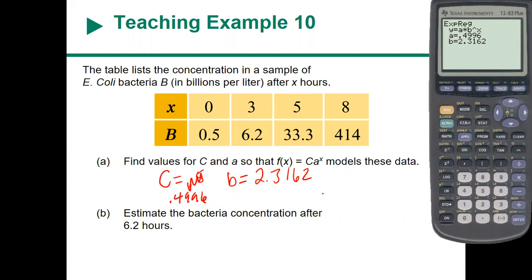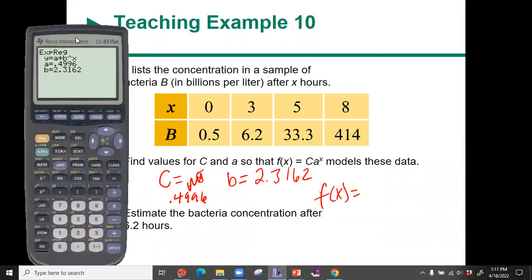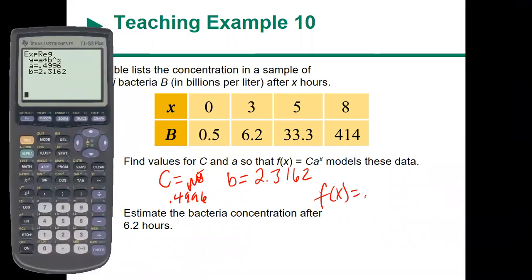So therefore our model, our f of x, would be f of x equals, what's our C? 0.4996. What's our A? Times 2.3162 to the x. So now we have our equation, and it wants us to estimate 6.2. So we're looking for f of 6.2.